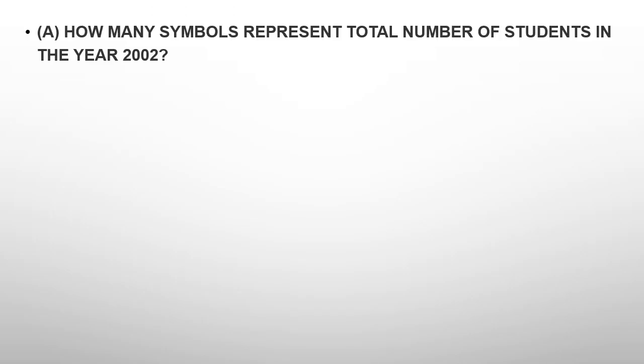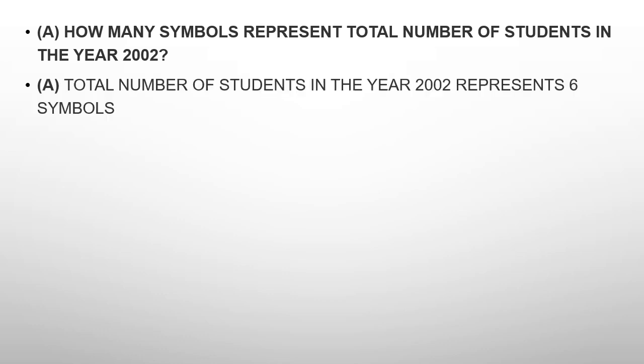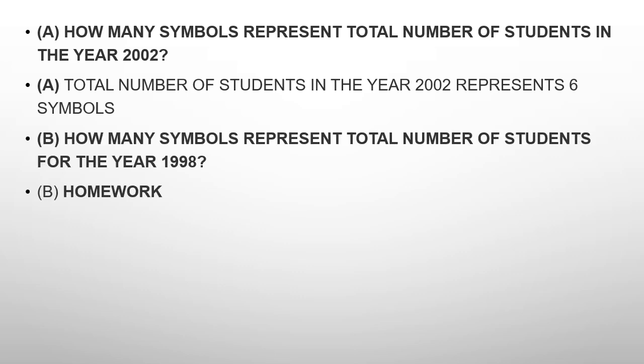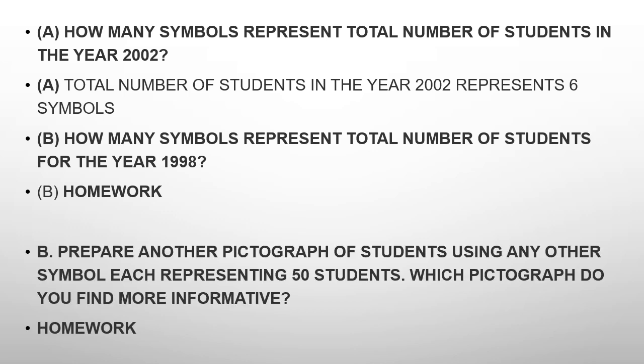Now let us see the A bit. How many symbols represent total number of students in the year 2002? The total number of students in the year 2002 represent 6 symbols, as the number of students are 600. How many symbols represent total number of students for the year 1998? B bit homework.